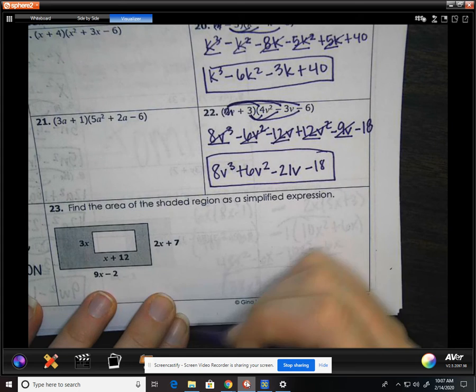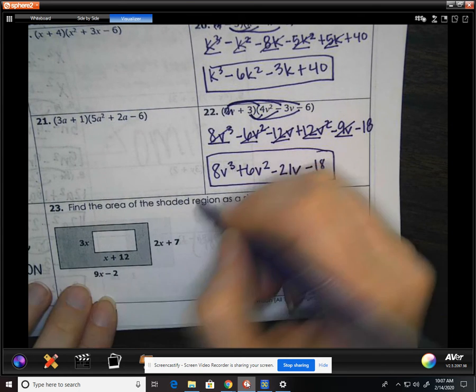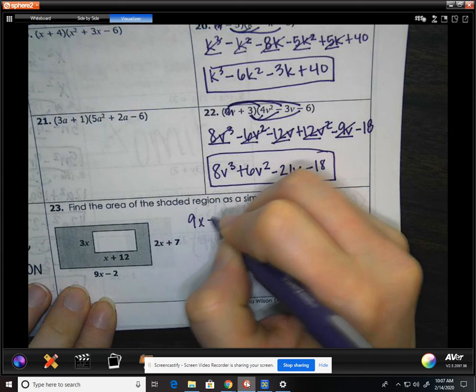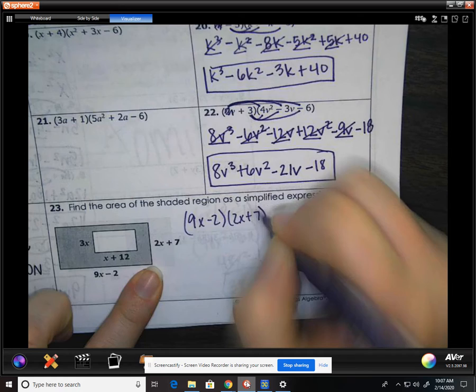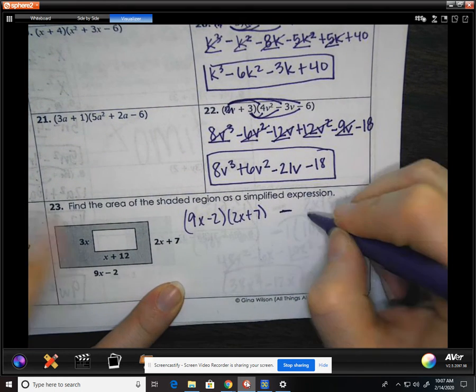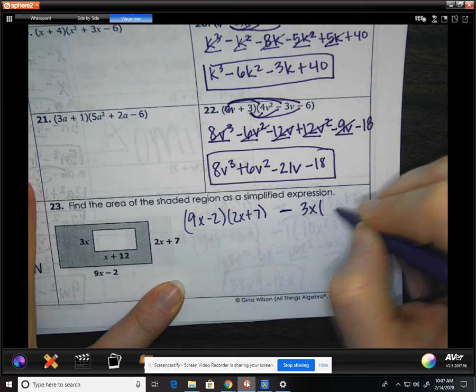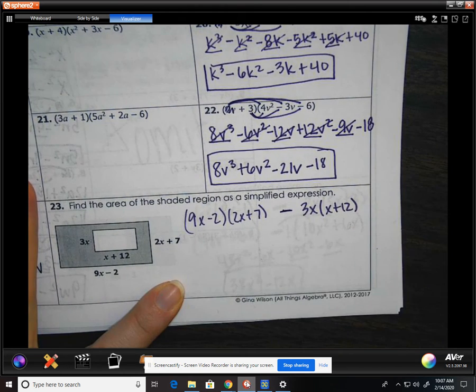Okay, so this one's just like the one from yesterday where you have to find the area. So the first thing we're going to do is find the area of the big. We're going to do 9x minus 2, and we're going to multiply it by 2x plus 7, because that's the length and the width of the big. And then we're going to subtract 3x times x plus 12. That's the length and the width of the small. We're going to do one at a time and get to a final answer and then move to the other one.